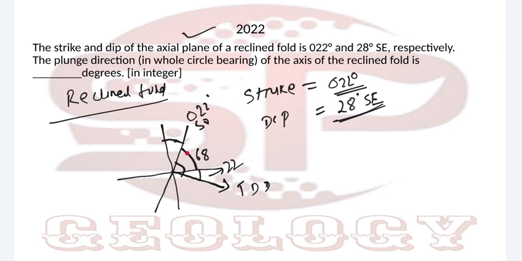So we have to calculate the direction in terms of bearing. This much will be the bearing angle, and we have to calculate from the north. So up to this will be 90 plus 22, it will be 112. So this will be the true dip direction of the axial plane, and this will be the direction of the fold axis, because in the reclined fold, the fold axis plunges in the direction of the axial plane. So both have the same direction. So the answer will be 1, 1.